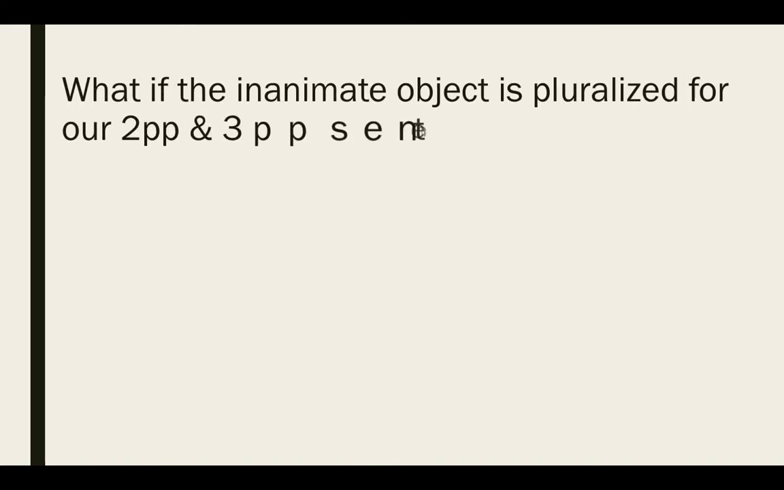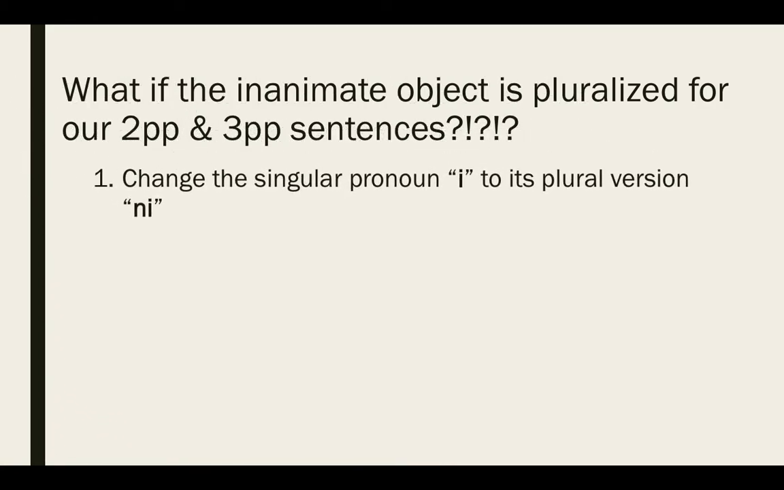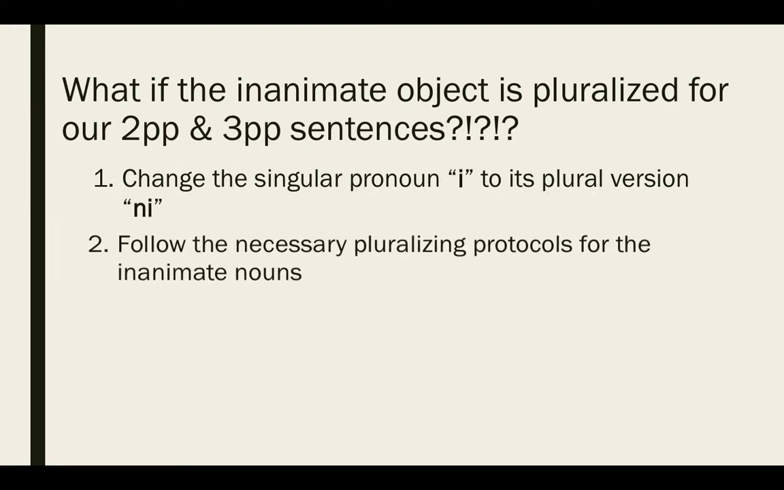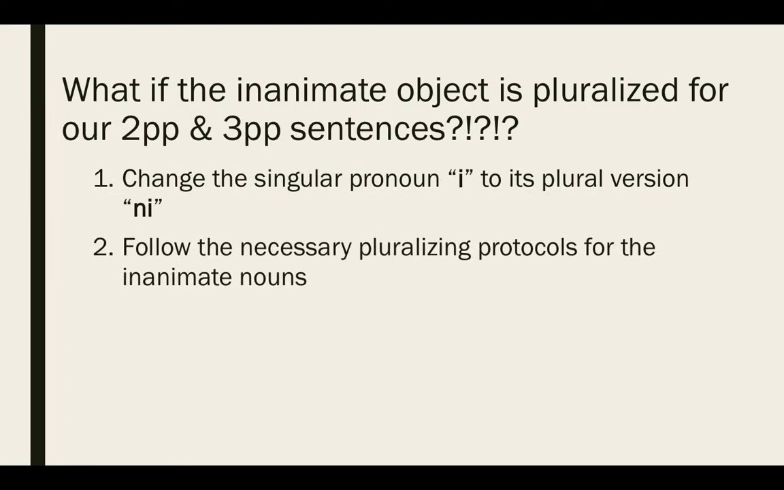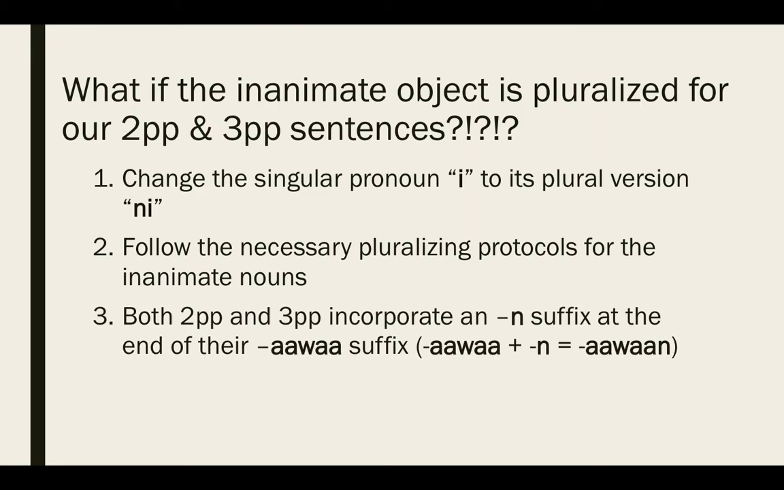So now we're changing things up. So what if the inanimate object is pluralized for our second person plural and third person plural sentences? So we're still going to replace our I pronoun with its plural version, ni. And then follow the necessary pluralizing protocols for the inanimate nouns, so they all have their specific pluralizing suffixes to use. And then for our verbs, for both second person plural and third person plural, we're just incorporating an N suffix at the end of our awa suffix. So awa plus N will equal aawaan.